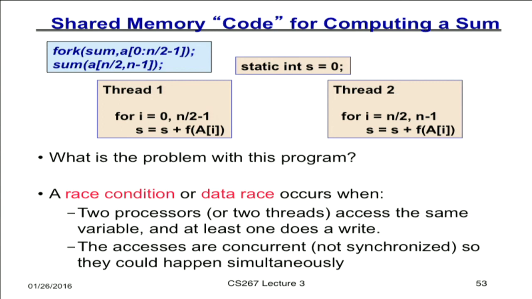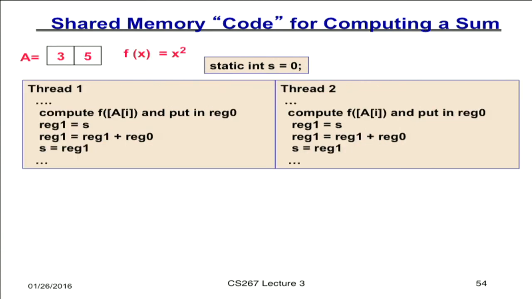Okay, so that's a race condition, and so in shared memory code, we have to do something about that. We have to synchronize around it. And there's a couple of different ways of doing this.